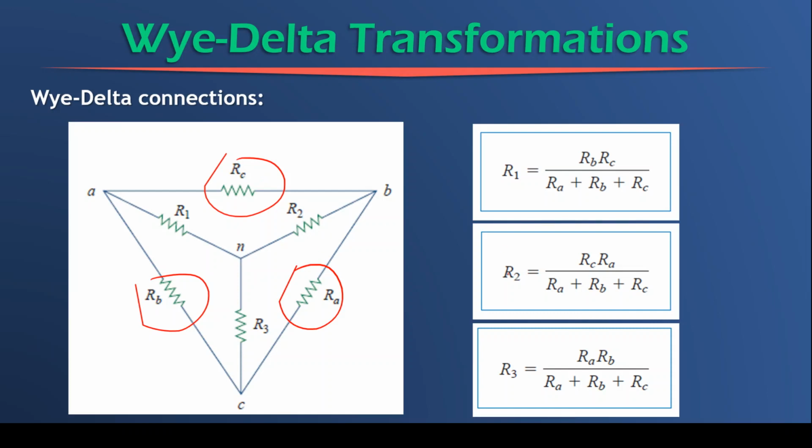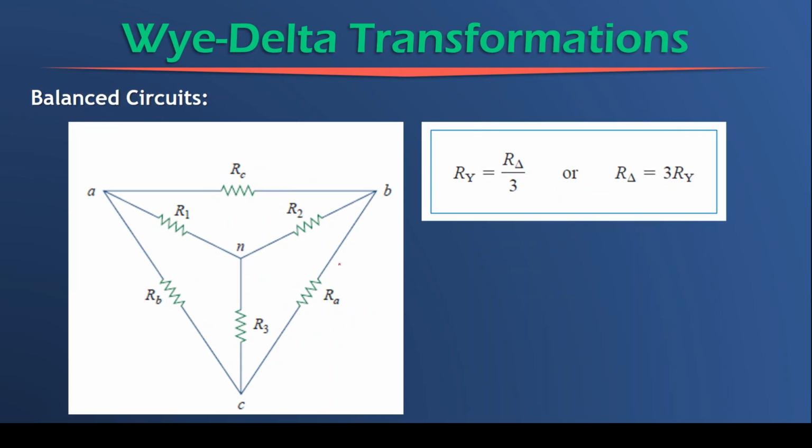So by that logic, we can say R2 will be the adjacent resistances to R2, which is RA, RB over the sum of all the resistors. And R3 will be the adjacent resistances. So R3 would be RB, RA over the sum RA plus RB plus RC.